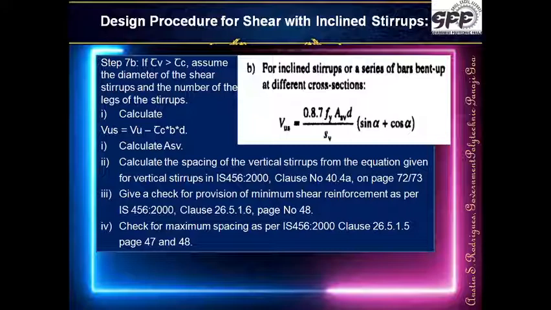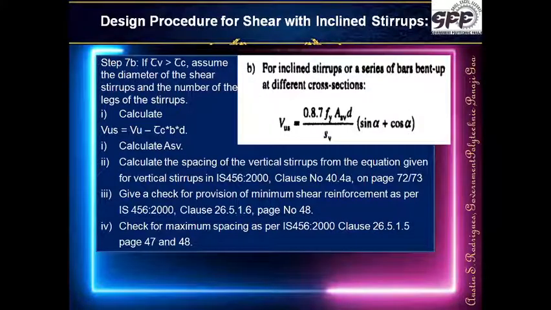Now calculate the VUS, the shear force which is to be resisted by the shear stirrups, which is equal to the ultimate shear force coming on the beam minus its own capability, that is tau c into BD. Having got the value of VUS, calculate ASV. Now ASV is the area of the shear stirrups resisting shear. So it is two legs and the circular area. So that area ASV we calculate.